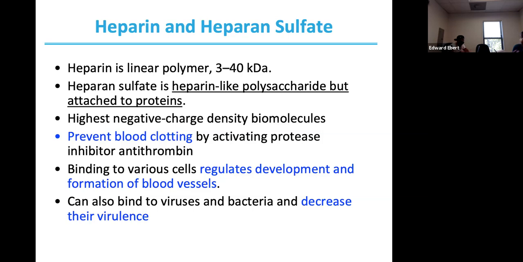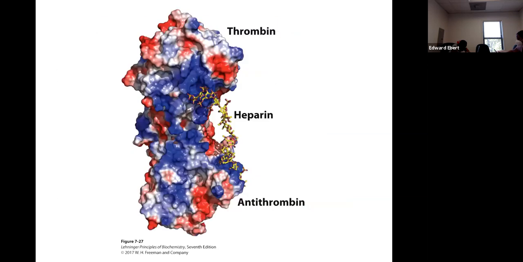But when these blood vessels regrow, our heparan sulfate is going to help regulate those. The other thing we can see is a lot of our glycosylated proteins can bind to various invaders in the system, like viruses and bacteria, and help decrease their virulence by making them less able to fuse with the cell membrane and invade. If we look at a three-dimensional picture here, we have our thrombin and our antithrombin together with our heparin, regulating the activity in there.